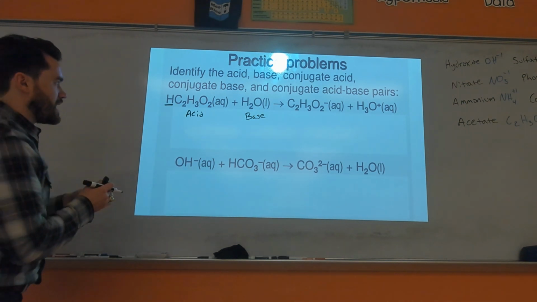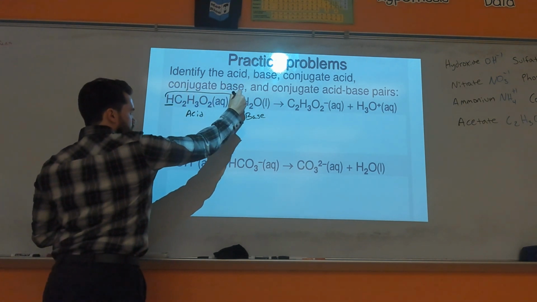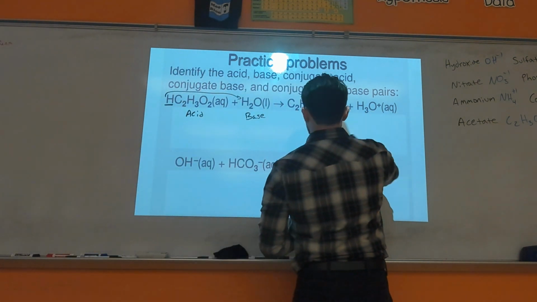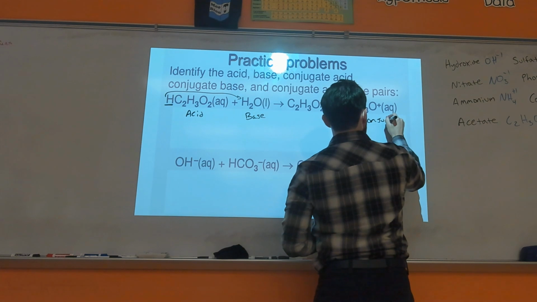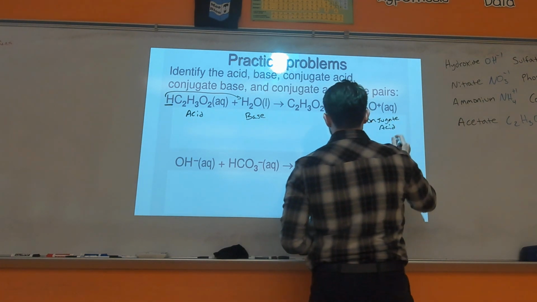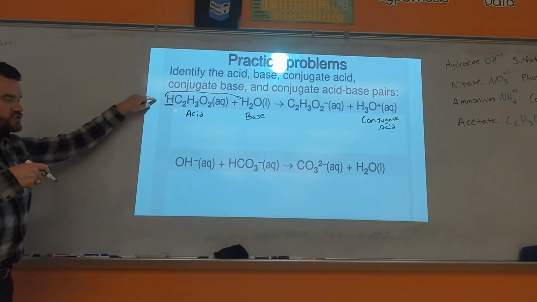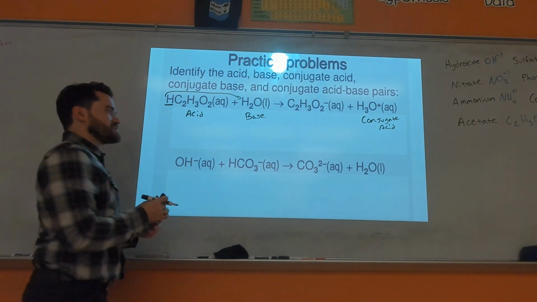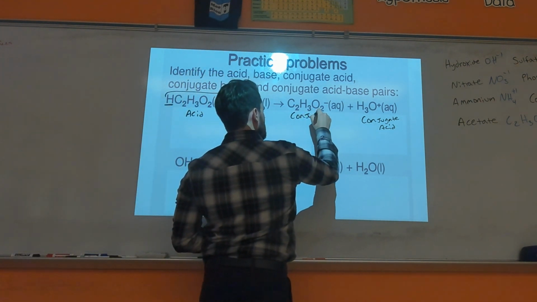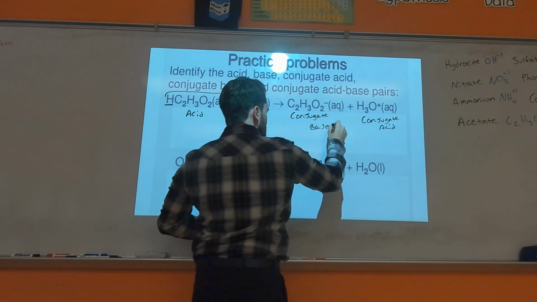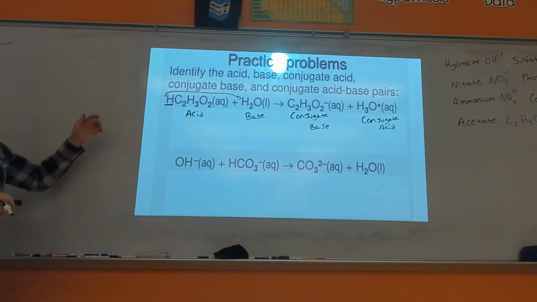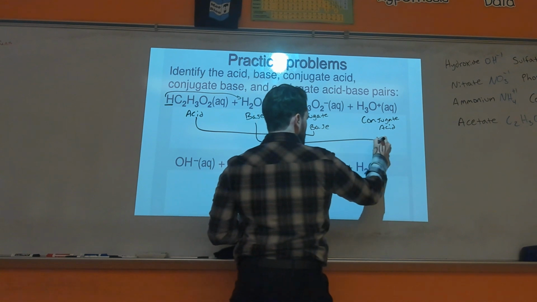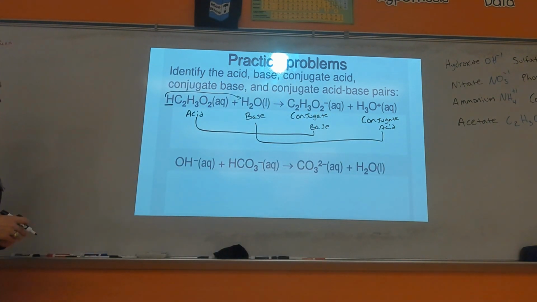base. So then what's going to happen is this H from acetic acid is going to attach to H2O, making H3O plus. Because this once was the base, this is now the conjugate acid. And then acetic acid is going to break apart into the acetate anion. Because the acetate anion came from an acid, that's why we call it the conjugate base. And when they ask for the conjugate acid-base pairs, this would be a conjugate acid-base pair, and then water and H3O plus would be another conjugate acid-base pair.